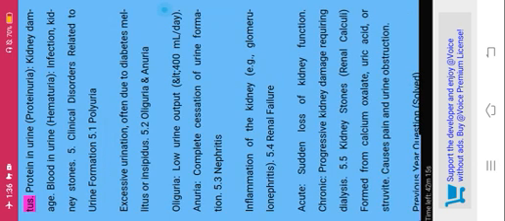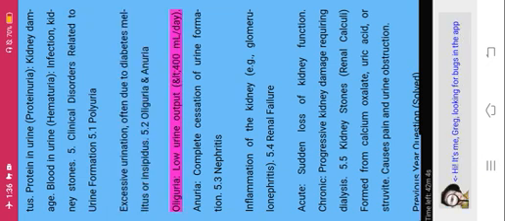Abnormalities. Glucose in urine, glycosuria, diabetes mellitus. Protein in urine, proteinuria, kidney damage. Blood in urine, hematuria, infection, kidney stones. 5. Clinical disorders related to urine formation. 5.1 Polyuria. Excessive urination, often due to diabetes mellitus or insipidus. 5.2 Oliguria and anuria. Oliguria, low urine output, less than 400 milliliters per day. Anuria, complete cessation of urine formation.